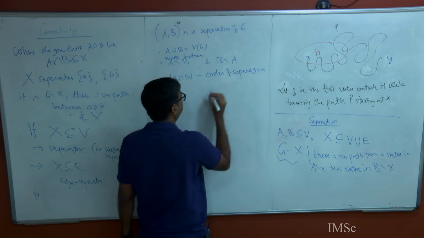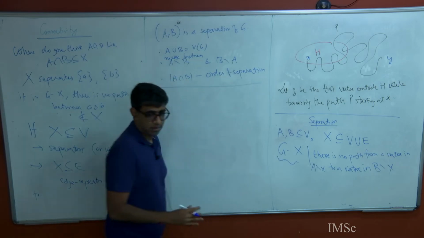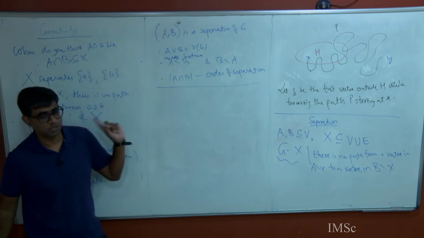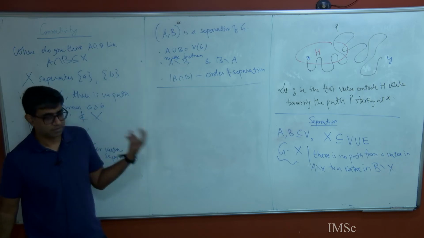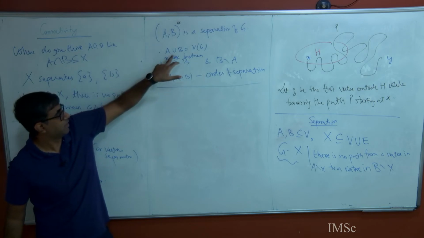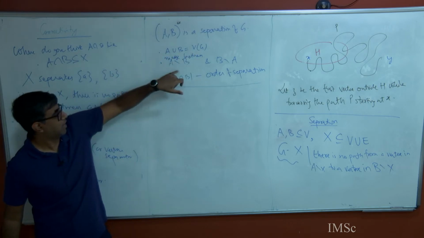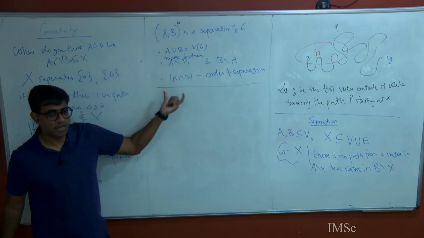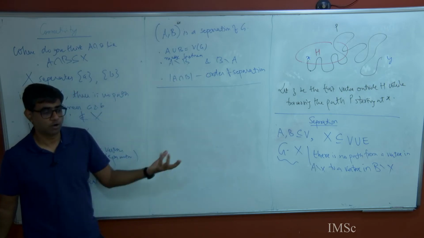So from the first lecture itself, I'm defining this notation so that I can follow it throughout. This is the most commonly used in the literature: A comma B is a separation of G if A union B is V(G), and there is no edge between A minus B and B minus A. And what is A intersection B? This is called the order of separation.